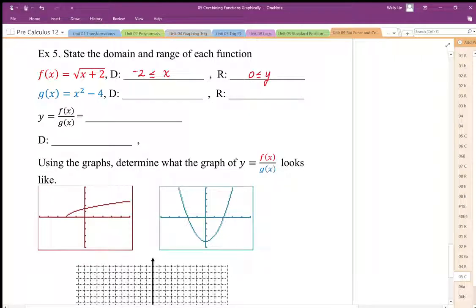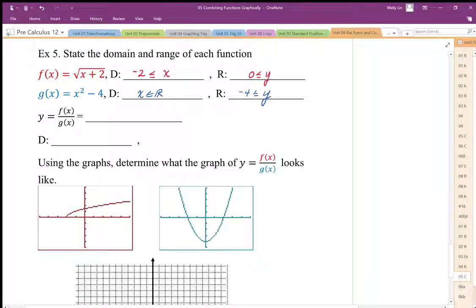For this function here, the domain of this is going to be x is all real numbers, and the range is going to be y is greater than or equal to the vertex value, which is -4. Okay, the vertex is going to be at (0, -4).